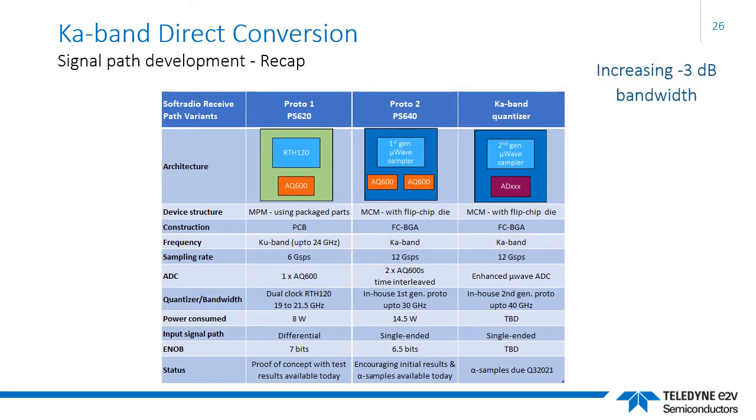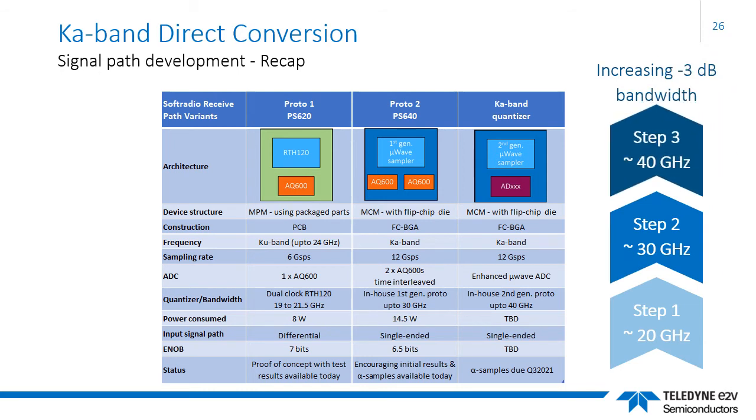This table once again maps out the 3 development steps used in the receive path. Over the course of these efforts, it's been anticipated to extend the sample bandwidth from 20 GHz of the experimental demonstrator to the upper end of the Ka band at 40 GHz. And so far the results reflect this ability.